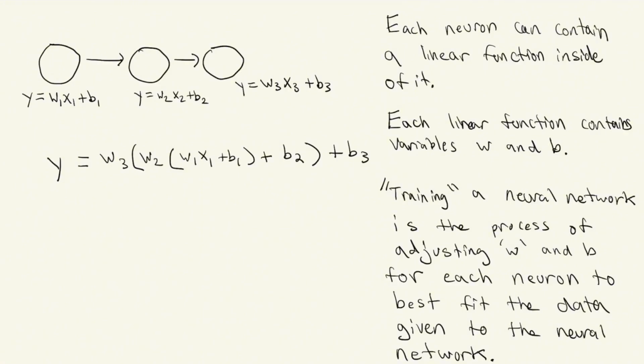And the last thing, which again I'd briefly mentioned in an earlier video, is this training process of adjusting w and b for each neuron is done through calculus.